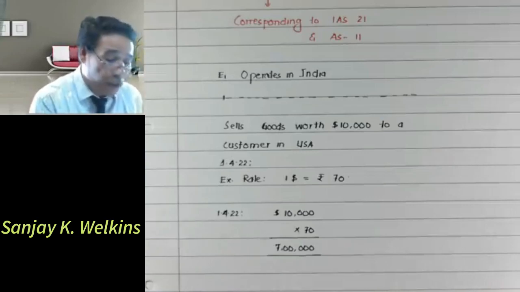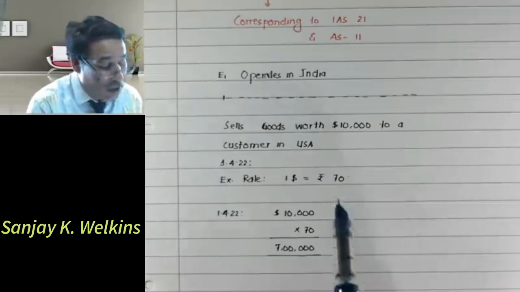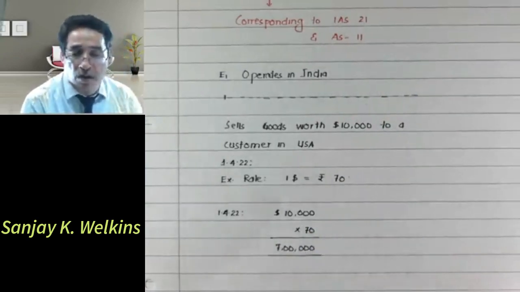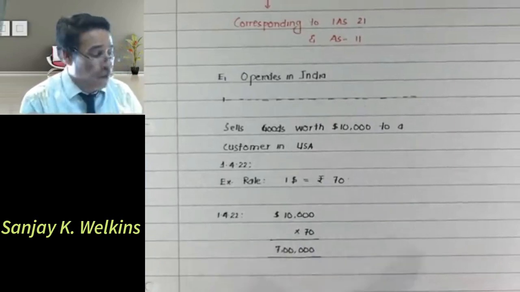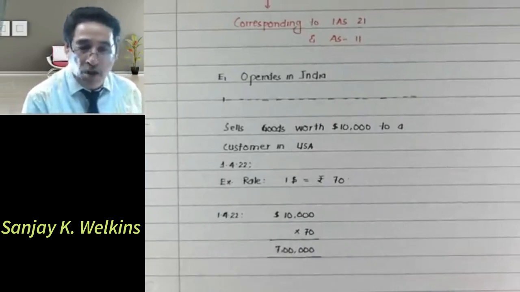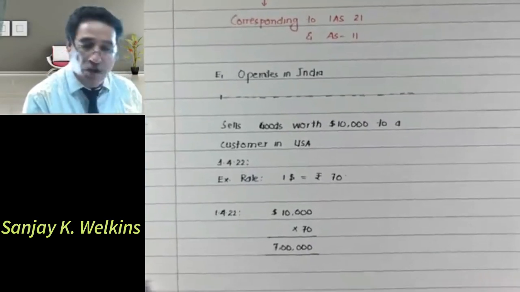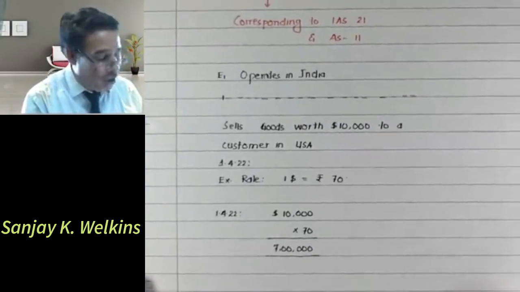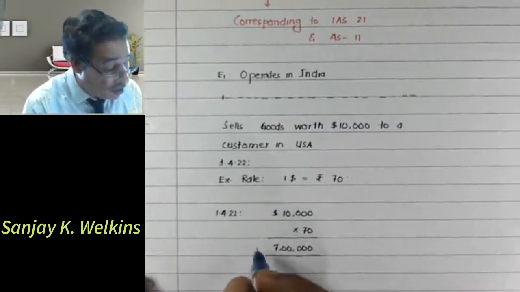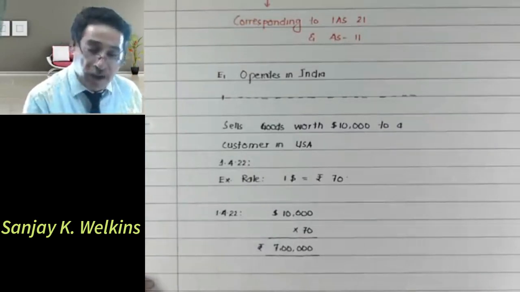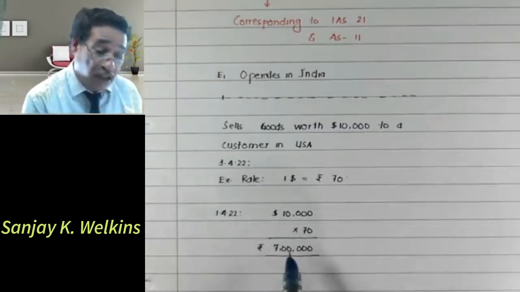But this is as per AS 11. You can see that as per existing accounting standard, recording of the foreign currency transaction is not a tedious matter. Correct? Simply, we will have to take the exchange rate on the date of the transaction and multiply it with the foreign currency transaction amount, and we can get the figure we need to represent. So entity E1 will record this transaction. Initial recording will be done at ₹7 lakh, but this is as per AS 11.